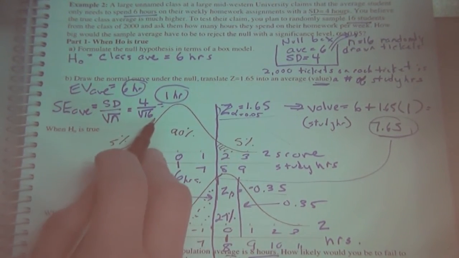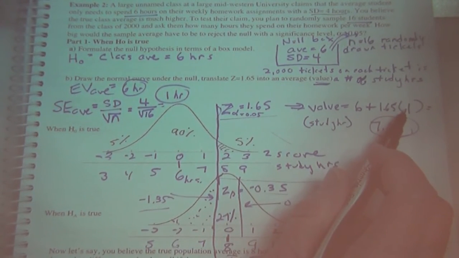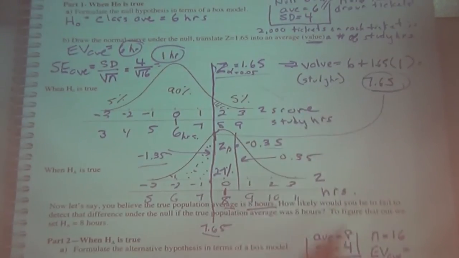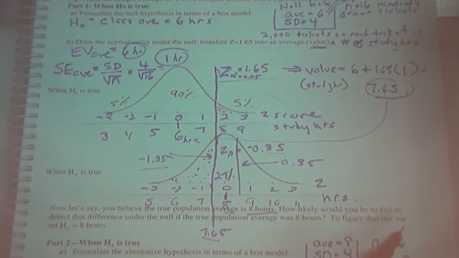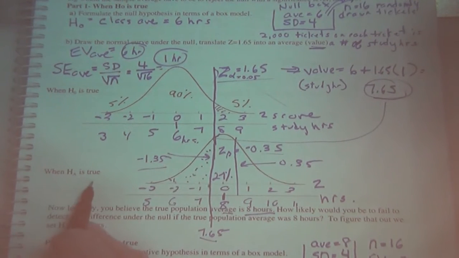That's where we got 4 divided by the square root of 16. That's where we got this 1. That's not 1, that's 1 standard error. So we translate it to 7.65. Then the alternative is what you claim right here, when the alternative hypothesis is true.